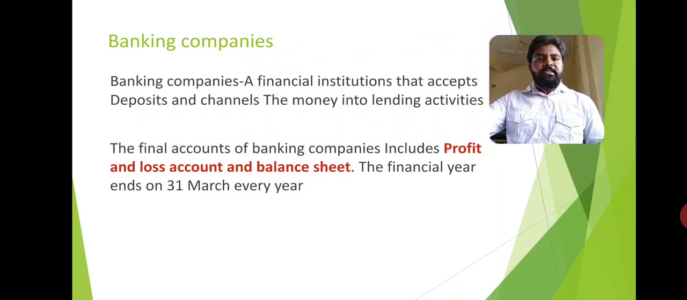So banking companies is a financial institution that accepts deposits and channels the money into lending activities. It means banks accept deposits from the public and channel the money into lending activities. That means transfer of money for the production activities. Here the final accounts of banking companies include profit and loss account and balance sheet. The financial year ends on 31st March every year.